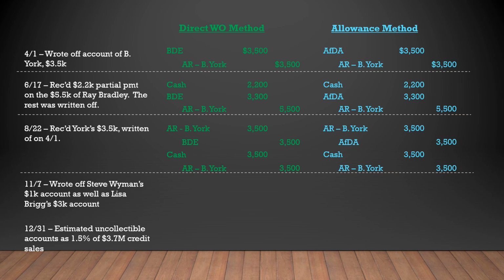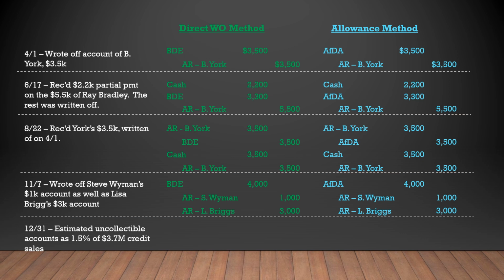On November 7th, we wrote off two accounts, Steve Wyman for $1,000 and Lisa Briggs for $3,000. Under the direct method, credit AR off the books for Wyman and Briggs for their respective amounts owed, and debit bad debt expense. Do almost the same thing under the allowance method, but the debit goes to allowance for doubtful accounts.